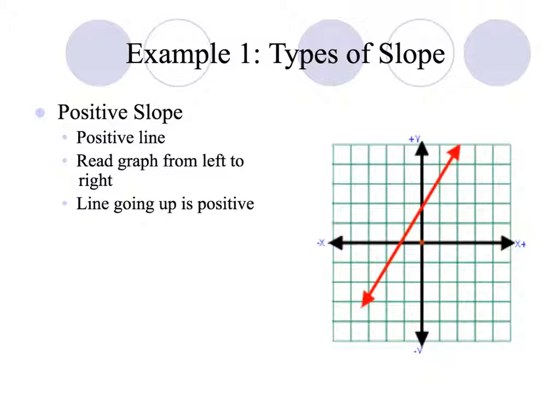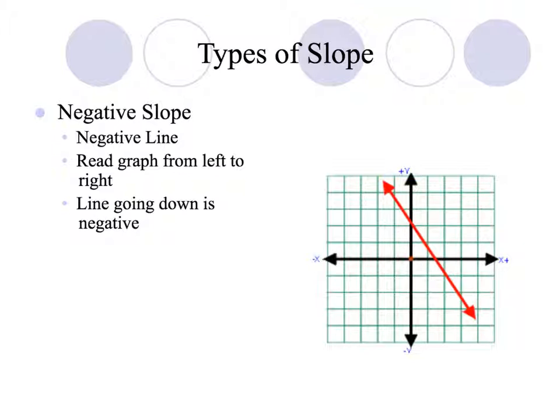We always read a graph from the left to the right. And as we go across this graph, hopefully you're seeing that that red line is going up. Okay? We consider going up to be positive. If you're moving in an upward direction, you're headed positive. So this is what the line of a positive slope is going to look like. When you read the graph from left to right, it's going to be going up.